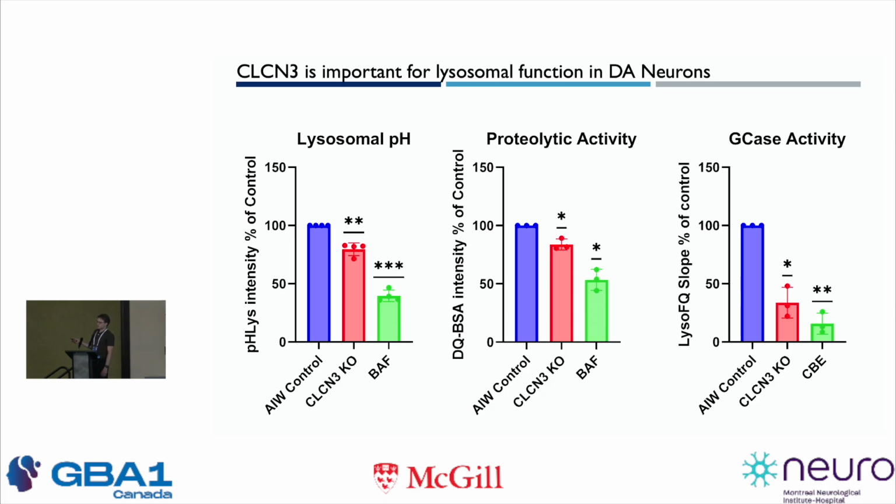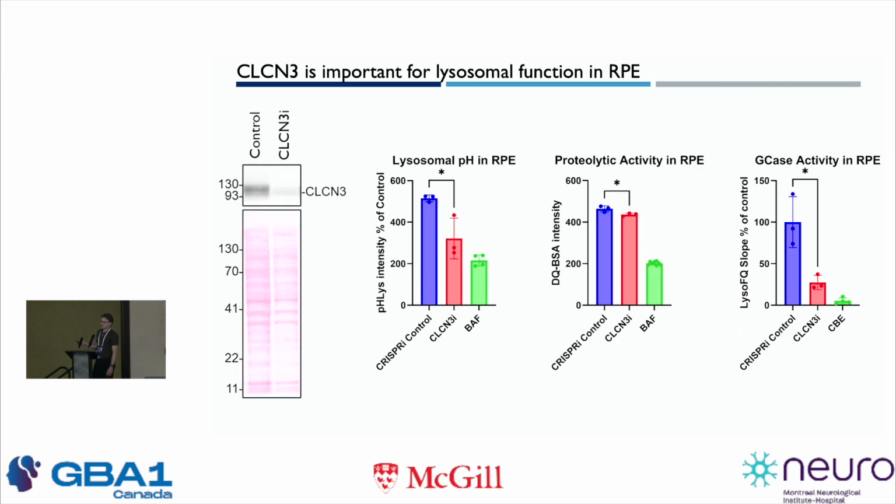Well, to answer that, we moved to a simpler cell model, which is RPE1, a cancer cell line, and produced a CLCN3 knockdown, where we were able to show that, again, the acidification and proteolytic activity were reduced with a strong reduction in GCase activity.